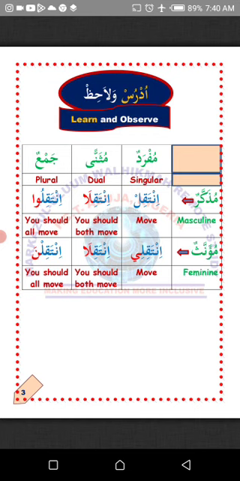So the verb intakil will now become intakila. Intakila, which means you should both move. If there are more than two, you attach waw to the last letter of the verb intakil.